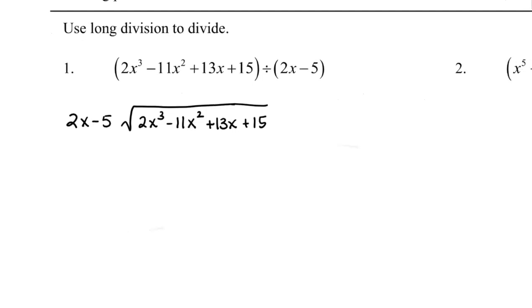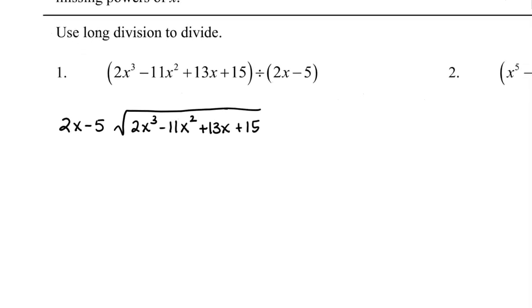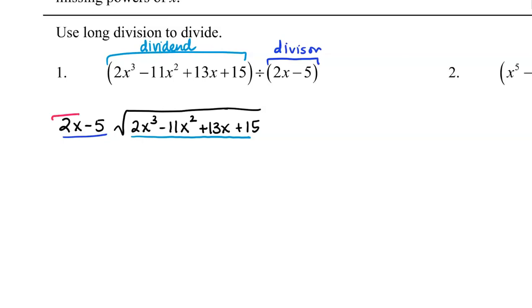I've gone ahead and set up my division for example 1. I made sure to put the divisor on the outside, and I have the dividend on the inside. We're going to begin the division, and with long division, we are always focusing on the leading terms. So looking at the leading term on the outside, we have a 2x, and the leading term on the inside is a 2x cubed. And we set this up by asking ourselves, what do we have to multiply 2x by in order to get 2x cubed? And what we have to multiply by is x squared. So we put an x squared on top.